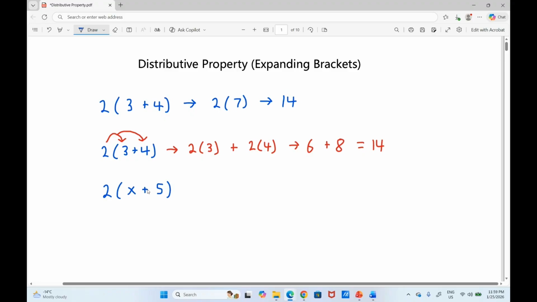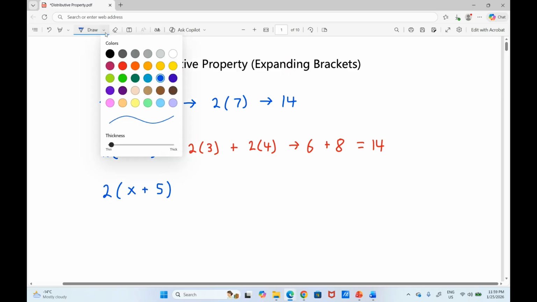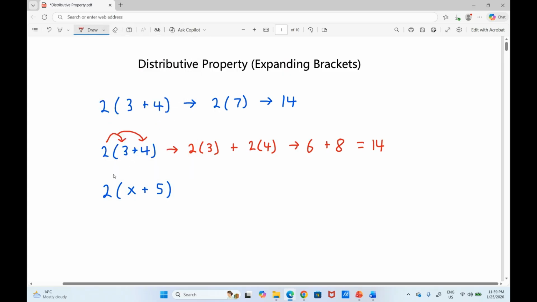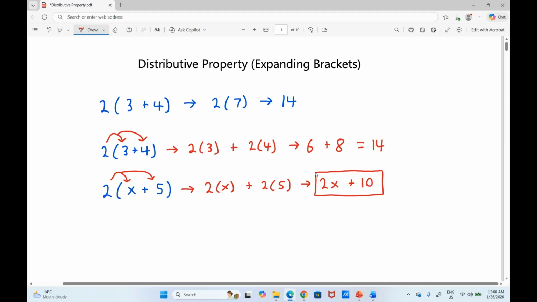So because I can't add x and 5 together, I'm going to simplify this using the distributive property. So I'm going to make it more simple. I'm going to multiply the 2 by every term that I have inside that bracket. So 2 times x and 2 times 5. What I'm going to get is, once again, 2 times x plus 2 times 5. And if I simplify this, 2 times x I can write as just 2x. And 2 times 5 I'm going to write as 10. So my simplified answer is going to be 2x plus 10.